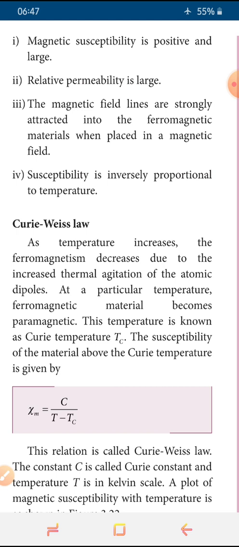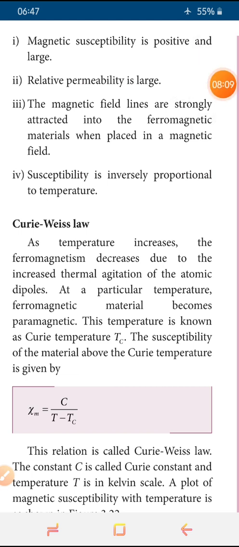Ferromagnetic materials have magnetic susceptibility that is positive and large. What is susceptibility? It gives the strength of the magnetic field, it is stronger here, and also it is positive. The relative permeability is large. What is permeability? Is it mu or not? So the relative permeability here is large.